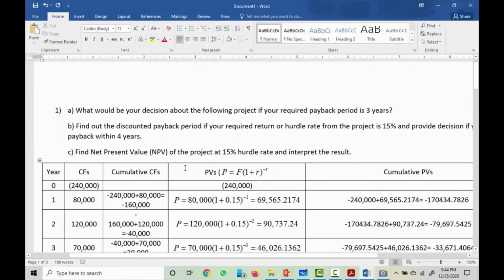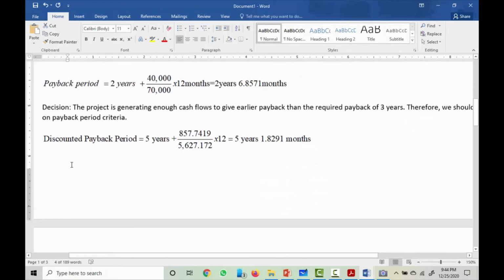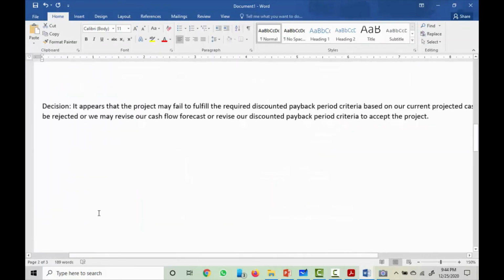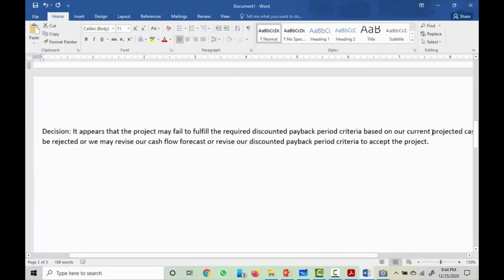Right. So now part C, find net present value. Let us study what is net present value, or in short we call it NPV. This is the most widely used method for project evaluation.